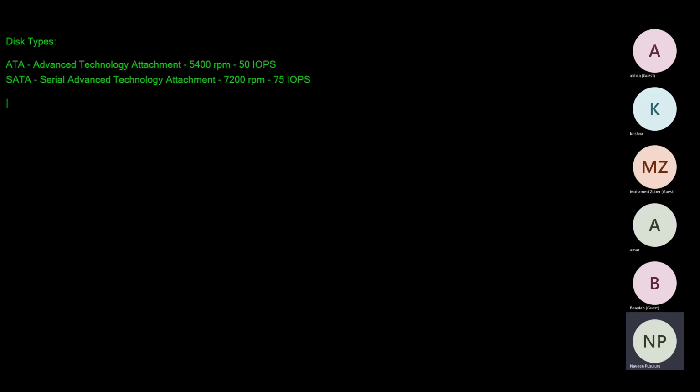Next one is FC, fiber channel. Okay, and when it comes to fiber channel, it has 2 RPMs. Normally in ATA and SATA, we have only 1 RPM, right? Either 5,400 in ATA, and when it comes to SATA, it is 7,200. But when it comes to fiber channel disk, it will be available to you in 2 RPMs.